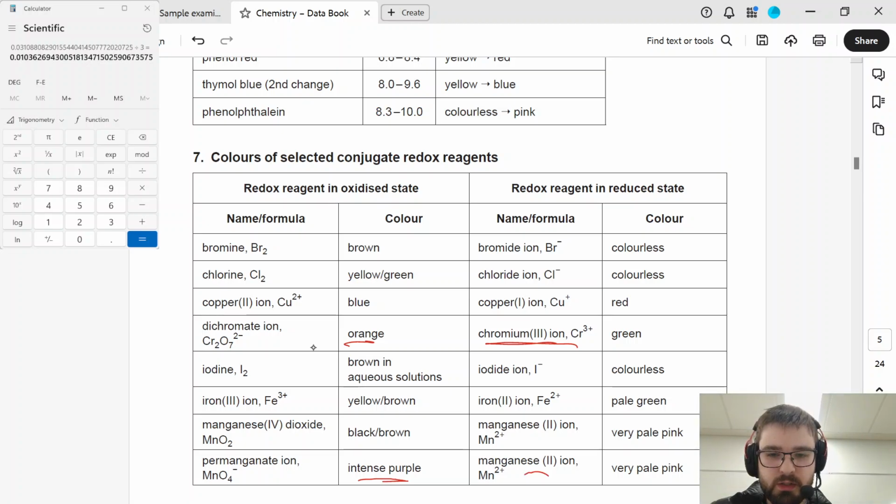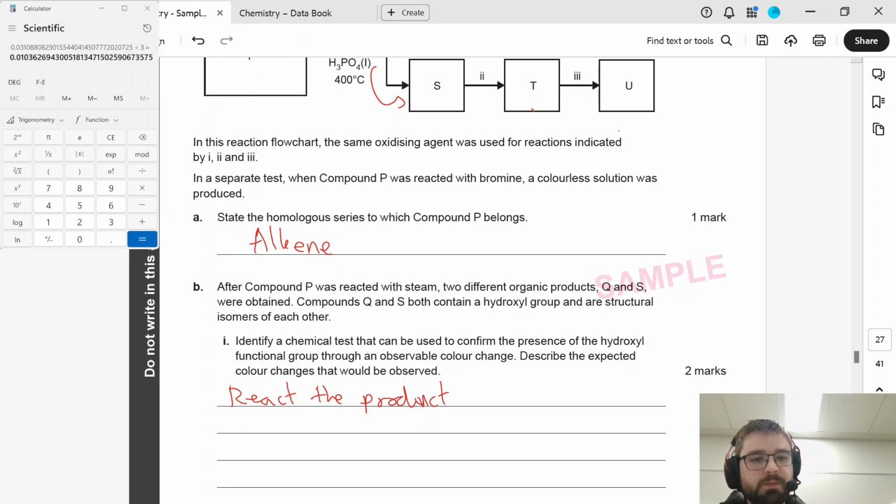Wait, why is manganese 2 in here twice? What? Am I missing something? Yeah, okay. I think the green's probably a bit easier to see in the dichromate.